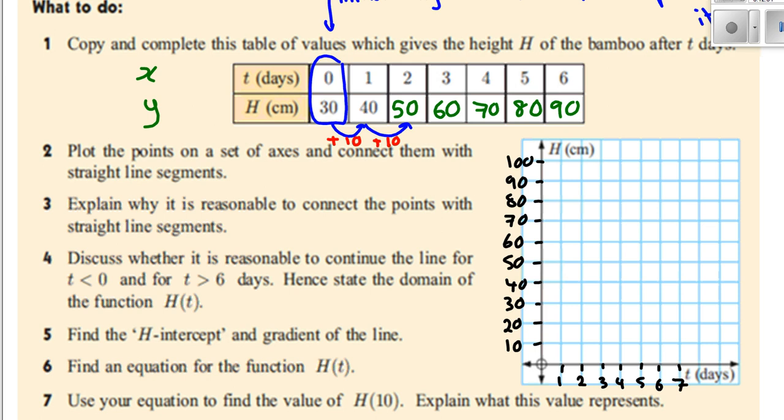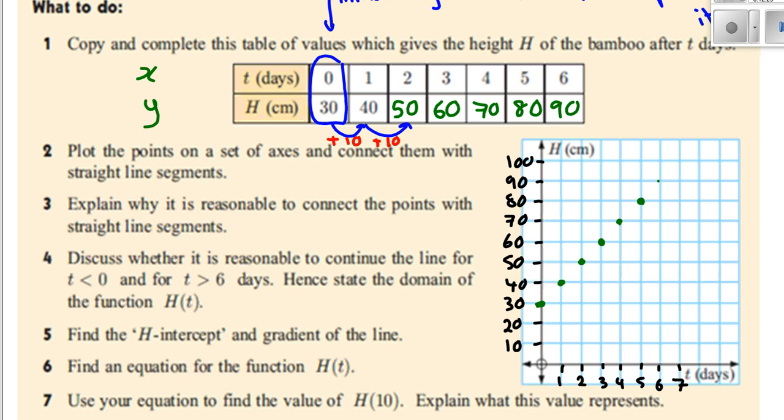0 and 30. Here's a little point. You can use a little X if you prefer, whatever you've been taught to do. I use a little dot. 1 and 40, 2, 50, 3, 60, 4, and so on. You do it. Feel free to just check it with mine.